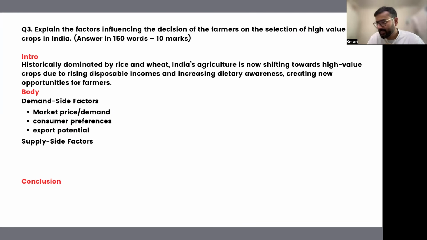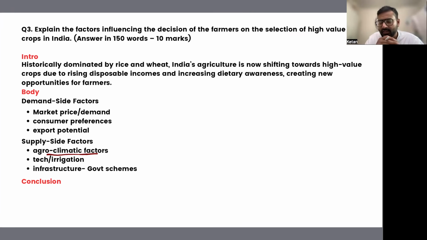On the supply side, there are various factors. For example, the agroclimatic factors are there. Different regions of India support growth of these high value crops. For example, you can talk about Ratnagiri mangoes in the Ratnagiri area, or apples in Himachal, or tea, coffee. These are also high value crops.